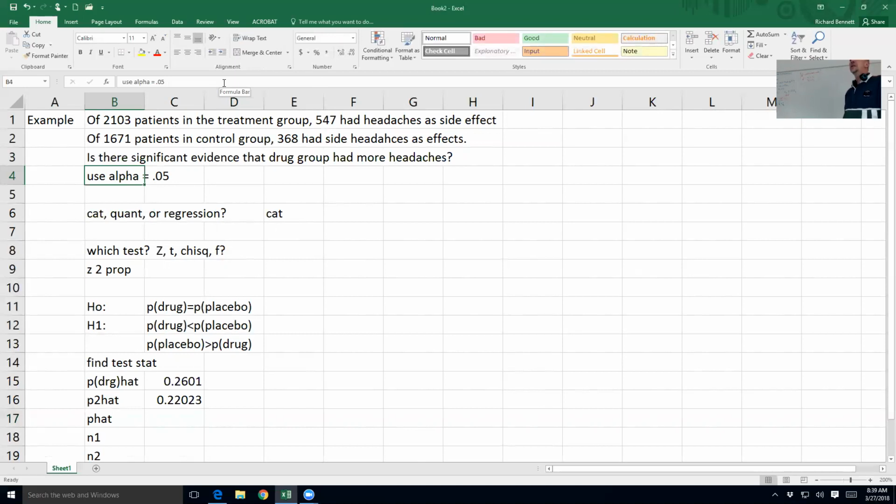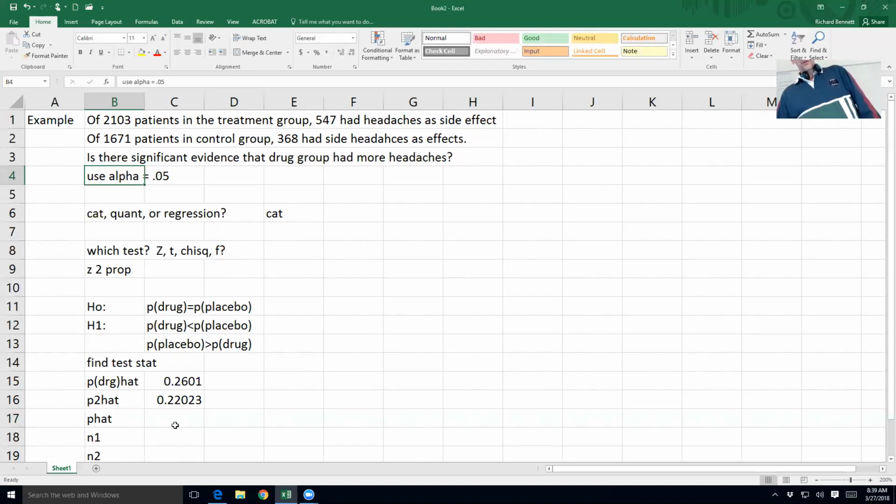Now the question is, when you say 26 versus 22, is that a significant difference? It's not that big a difference, but we're trying to find that statistically. Placebo is 368 out of 1671.